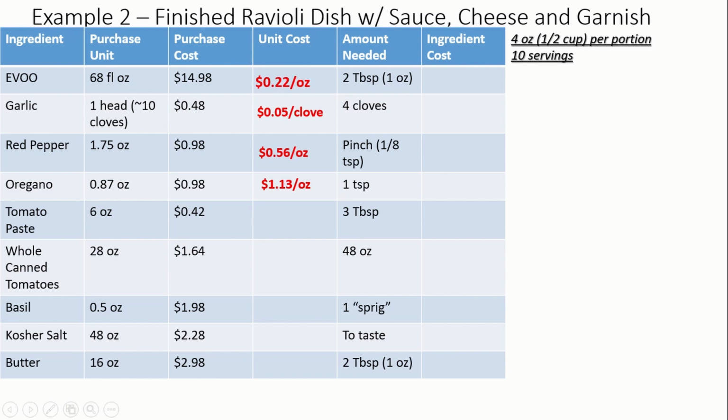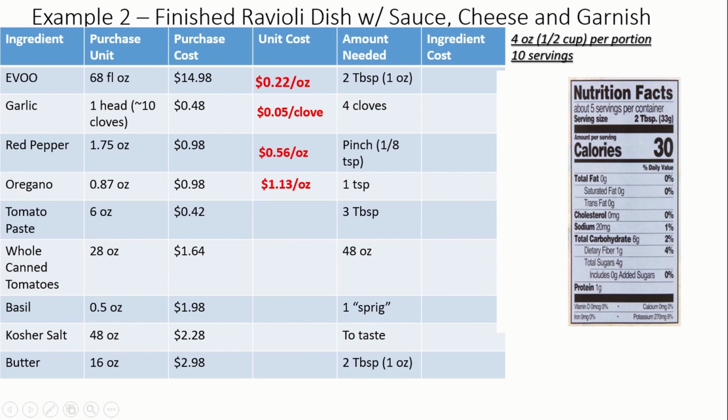Now, in some cases you see a volumetric measurement in your recipe that is not small enough for you to write off as your Q factor. For example, our oregano here, 1 teaspoon, is too small for us to really quantify, so we would write that off as Q factor. 3 tablespoons, however, is a large enough amount in your recipe that you would want to properly cost that out.